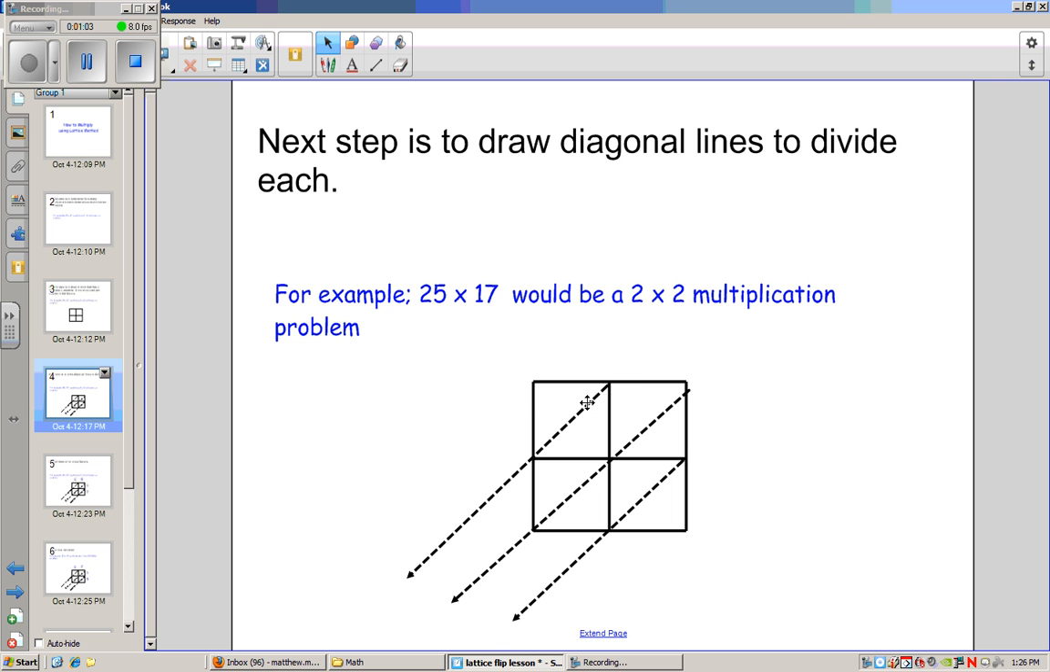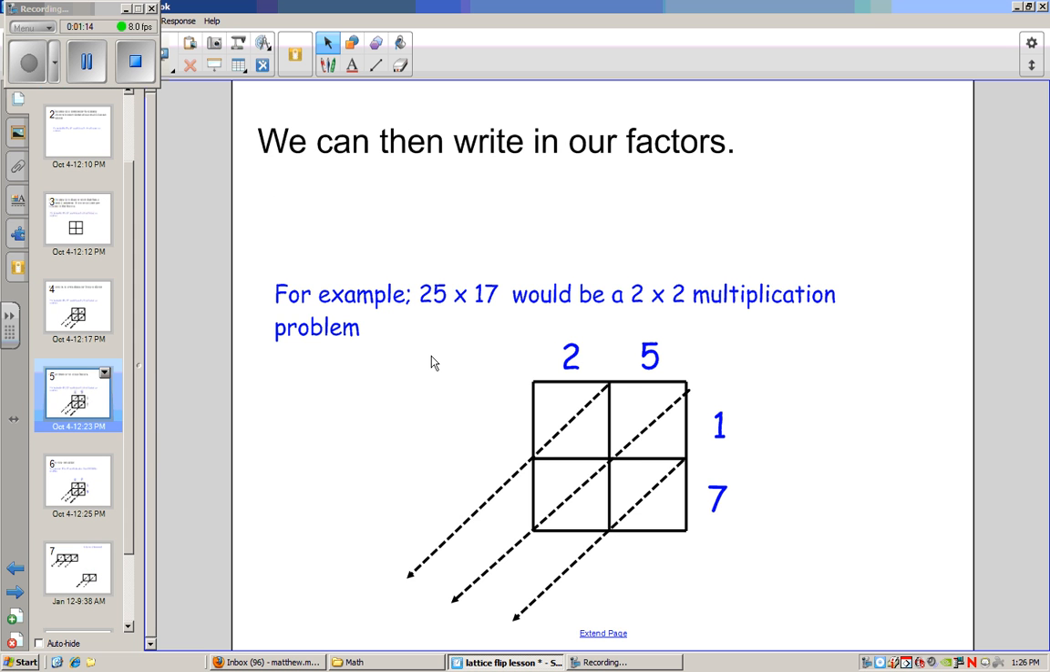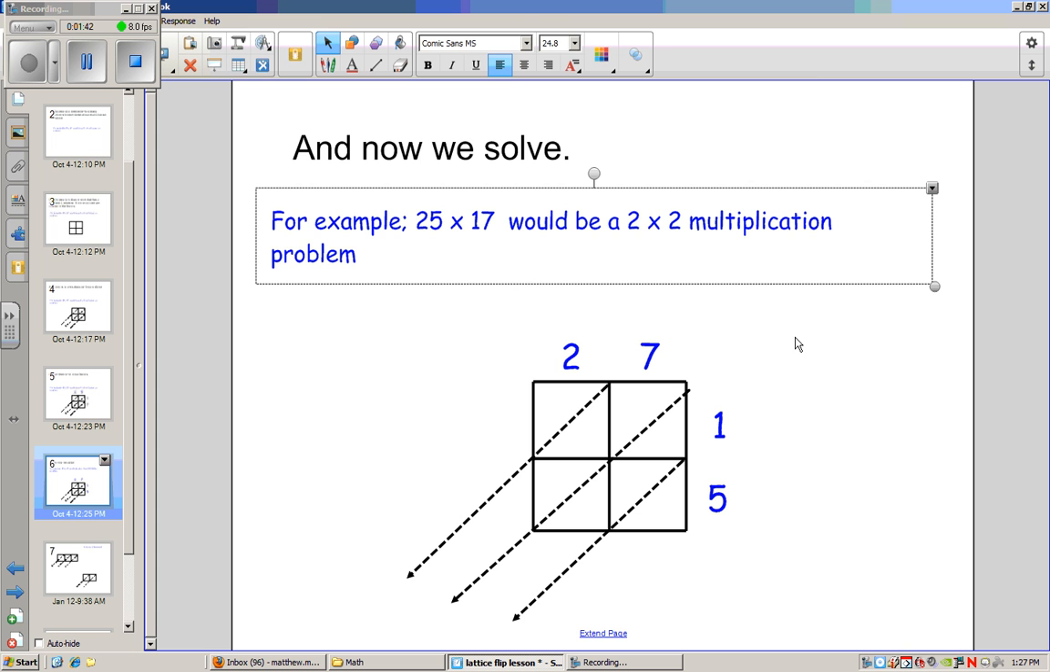Our third step is we draw diagonal lines across these boxes, and we're going to use those to separate our numbers as we multiply through lattice. We can then write our factors in, and each digit from a factor has its own separate column or row. So for 25, the 2 and the 5 each have their own column. For 17, the 1 and the 7 each have their own row. It's okay if we flip these around and put the 17 on top and the 25 over here, and we would be fine as we multiplied through them. And now our last thing, of course, is that we would solve.